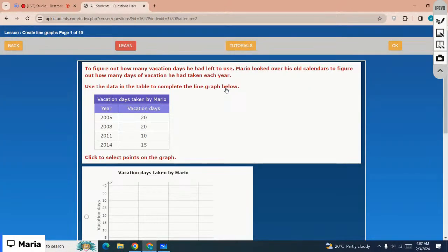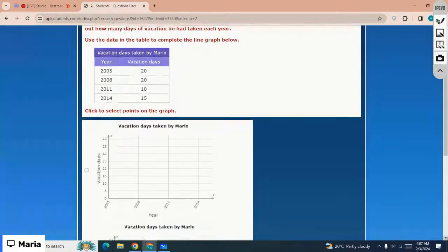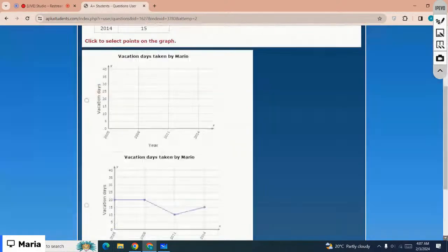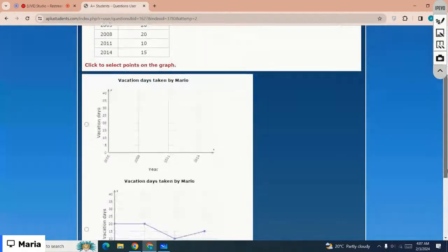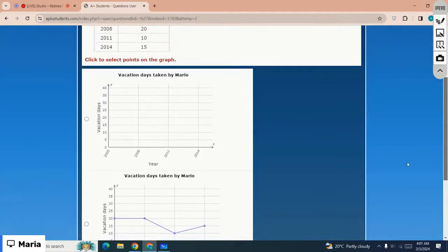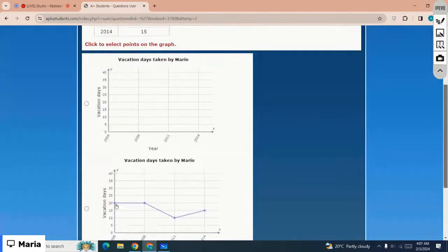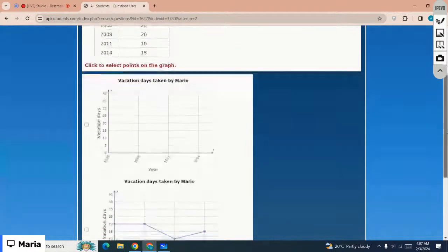To figure out how many vacation days he had left to use, Mario looked over his old calendars to figure out how many days of vacation he had taken each year. Use the data in the table to complete the line graph below. Basically, you have to match the given data with the table with the graphs, right? The first one is empty. You're not given any value on it. In 2005, that is 20. Here is 2005 and here is 20, right? Then in 2008, that is again 20.